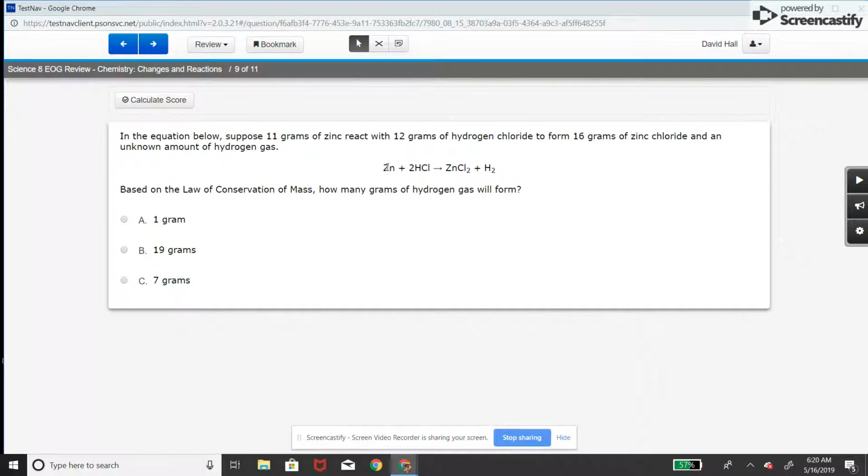So if we have 11 zinc plus 12 hydrogen chloride right here, that makes 23. So that means the total of this side also has to be 23. So 16 plus what is going to give us 23? 16 plus 1 is going to give us 17. 16 plus 19 is going to give us 35. The only answer that fulfills the law of conservation of mass is 7.